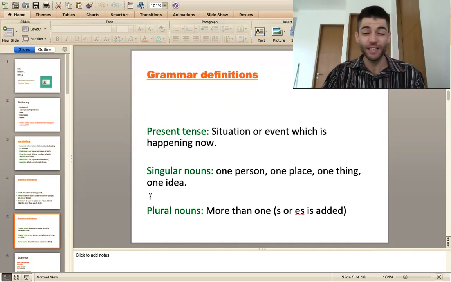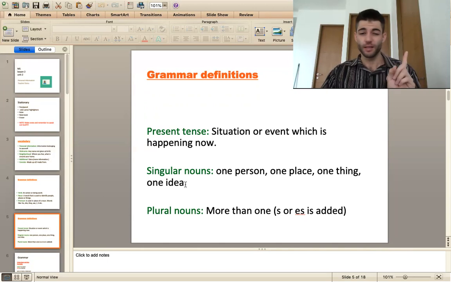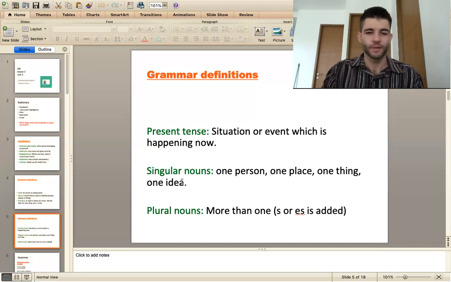Okay, then we have singular nouns. So what are those? The word singular means one. And nouns, we've looked at nouns, there are many. So a singular noun is one person, one place, one thing, one idea. Okay, so there is no S added to it because it's singular, it's one.